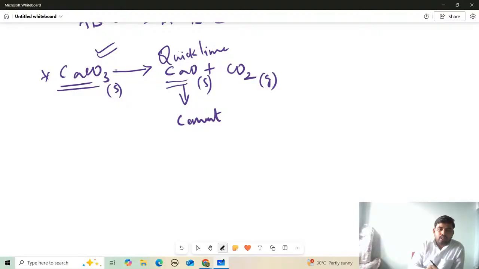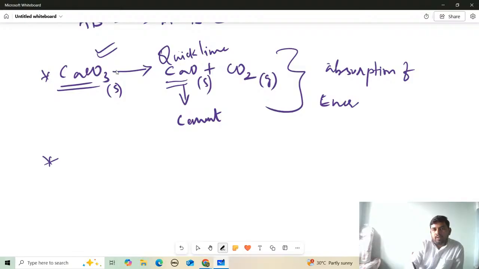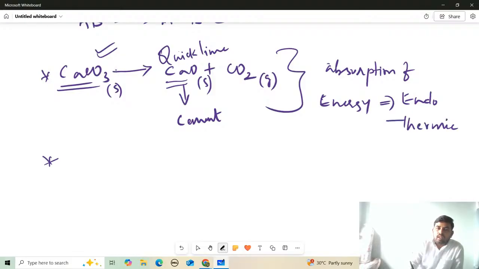Decomposition reactions absorb energy. Absorption of energy takes place here. That's why decomposition reactions are called endothermic. They are endothermic in nature. Now, based on what kind of energy they absorb, they are classified again.